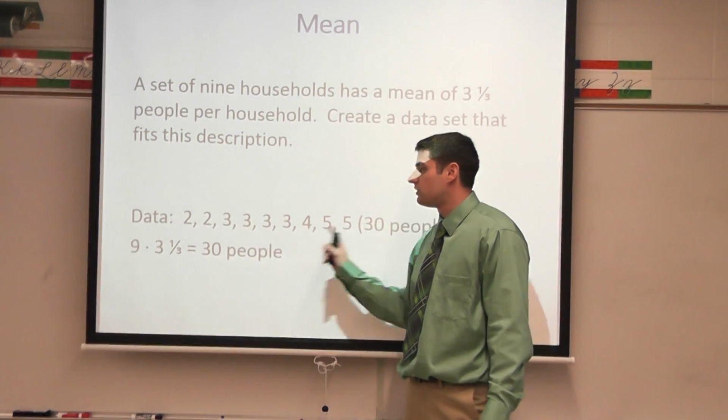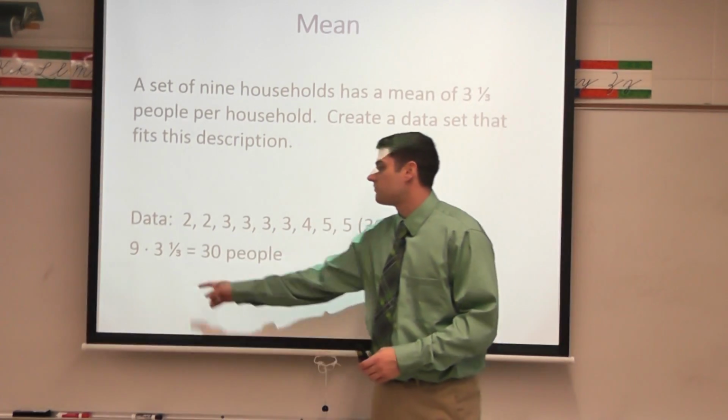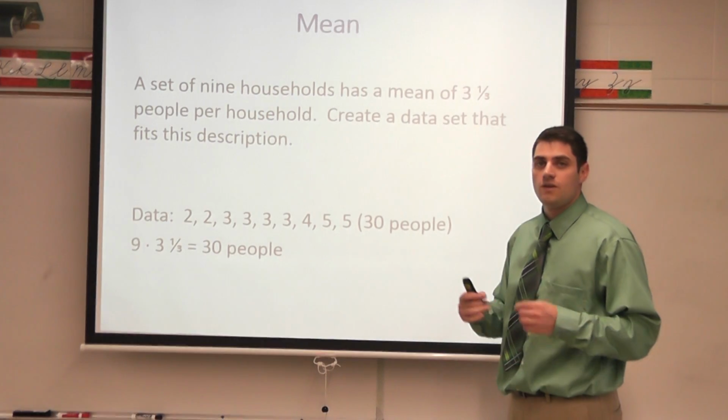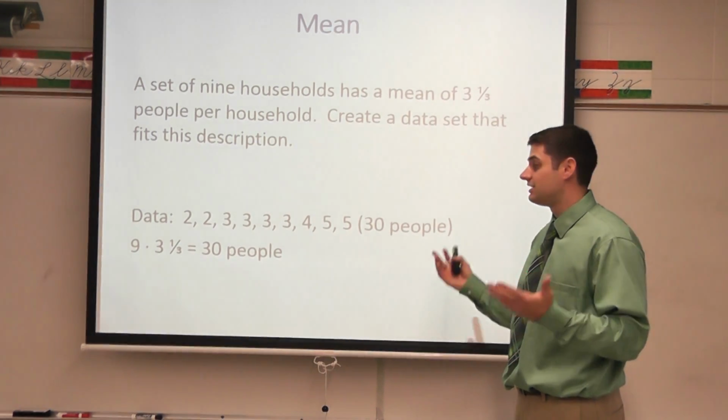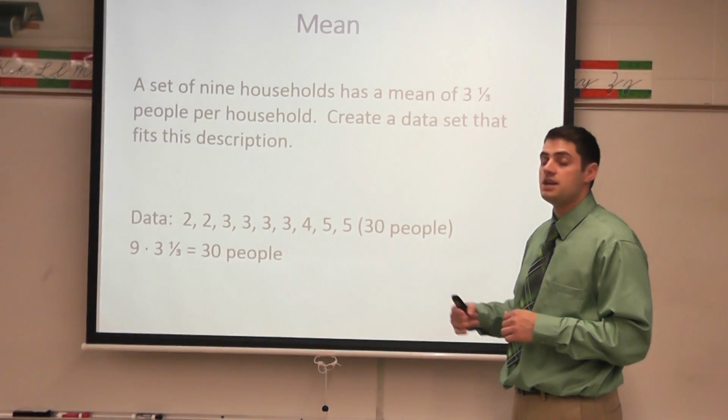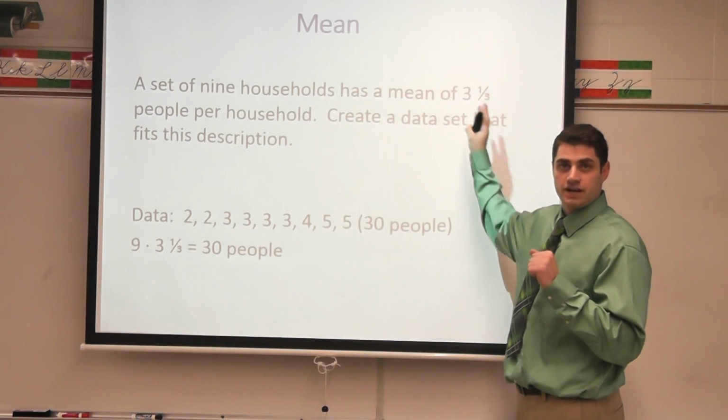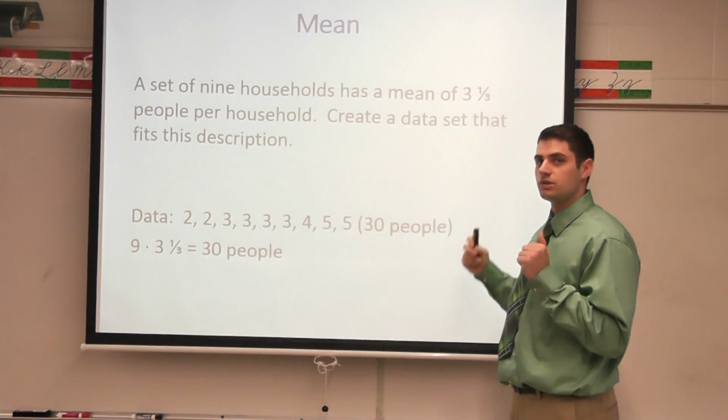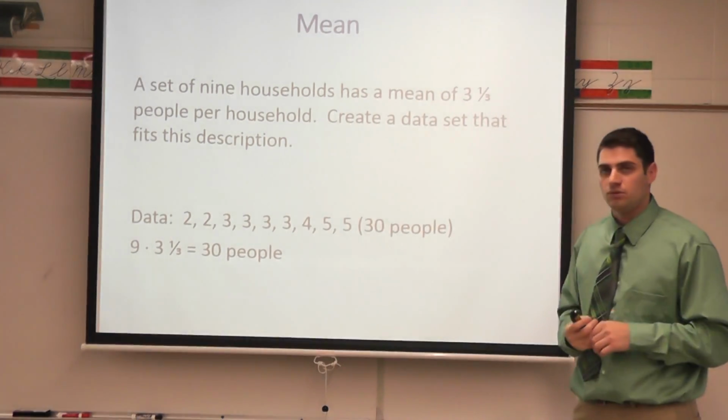I can take 30 people divided by the 9, and it's going to give me 3 1/3 for my mean, or my data set here. So again, don't be scared of the fraction. Look, he's up there, I'm next to him, he's okay. We're able to solve this problem.